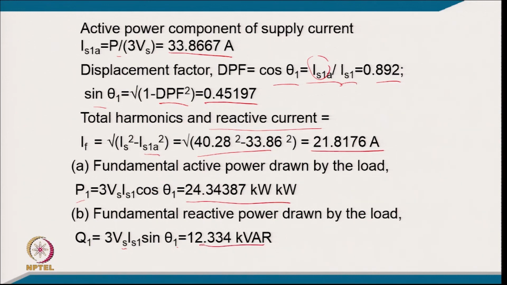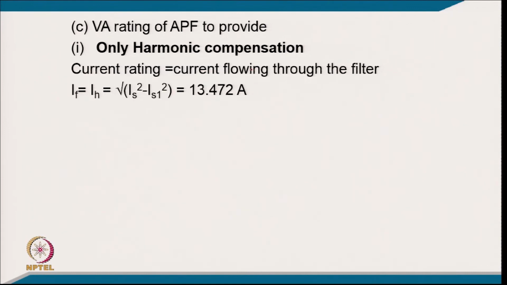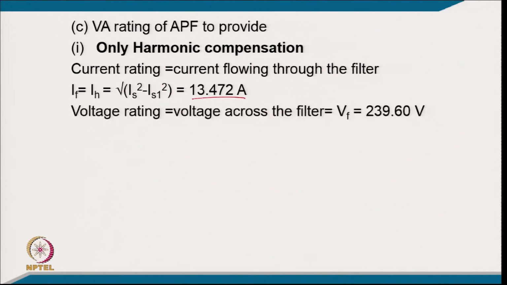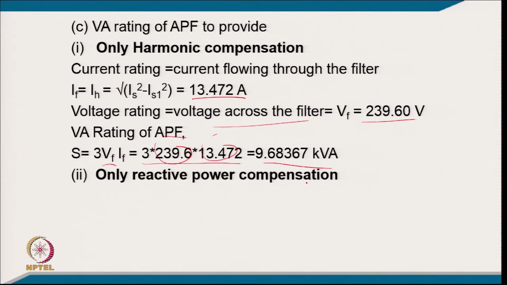12.334 kVAr. Coming to the rating of the shunt active power filter only for harmonic compensation, the current in the shunt filter will be If equal to IH, the square root of Is square minus Is1 square, only the harmonic current. Putting in the value, it is 13.472 ampere, and the voltage rating will be the same as the PCC voltage per phase, that is 239.6. The VA rating will be 3 Vf If, which comes to 9.68387 kVA.